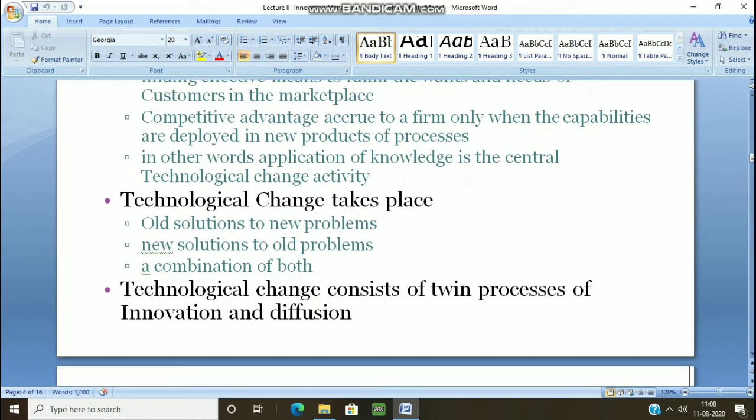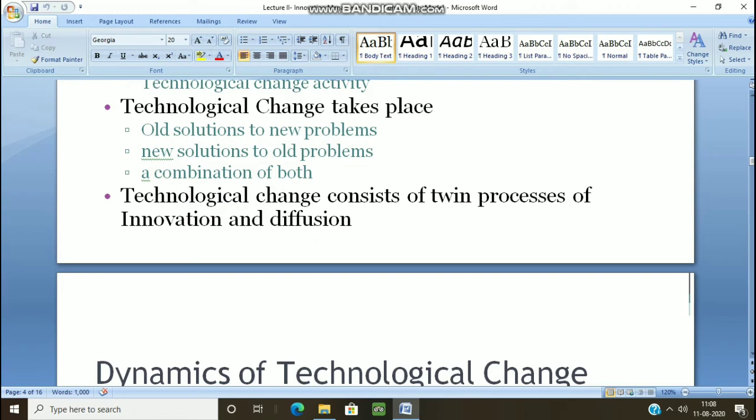Okay, so technology change takes place in three ways: old solution to new problem; new solution to old problem; and a combination of both. Old solution to new problem: definitely we can implement new things in an old technology. But sometimes a new solution also has a problem, then we revisit our old pattern or old problem to find the solution, and a combination of both. Third thing, technological change consists of the process of innovation and diffusion.